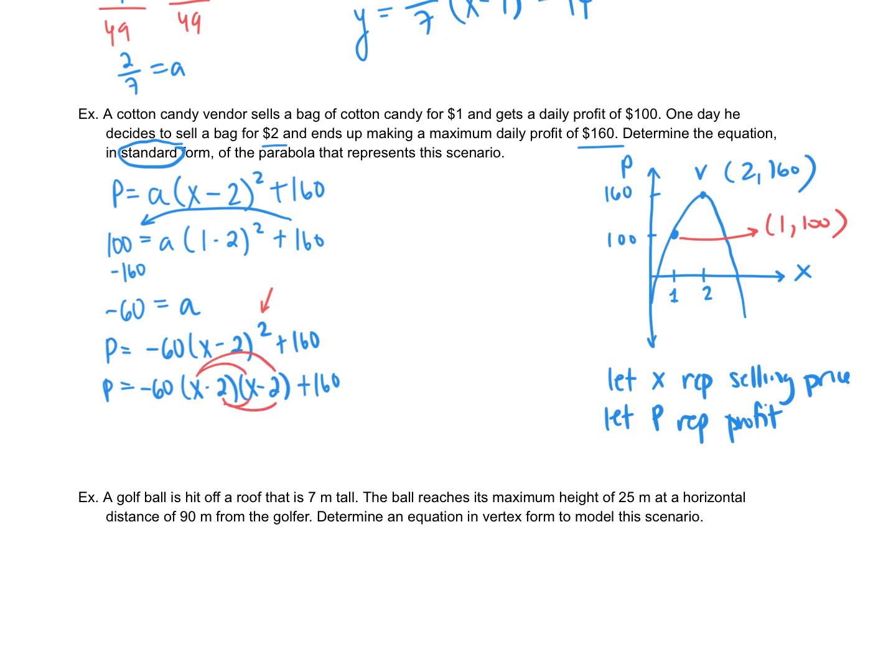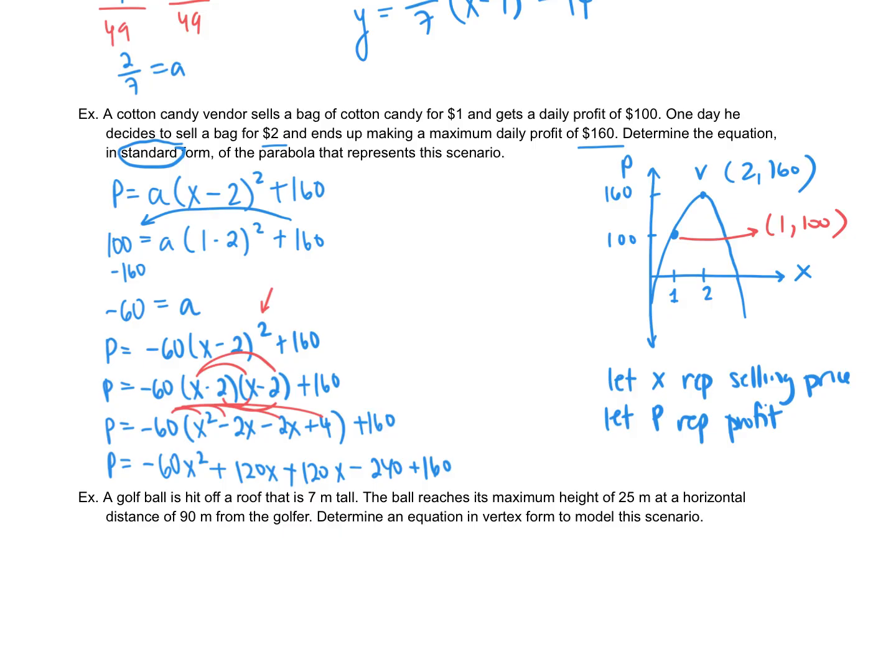Now I'm going to do the 2 binomials first and let the negative 60 relax out front. And now x times x is x squared, negative 2 times x, again, negative 2 times x again, and negative 2 times negative 2, positive 4. Close the bracket, plus the 160. Now I'm going to distribute the negative 60 into all 4 terms, and then I'll do a big collecting at the end. And we'll have negative 60x squared, positive 120x, positive 120x again, minus 240, and plus 160.